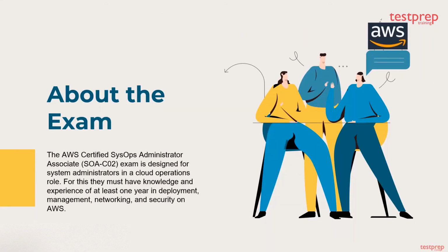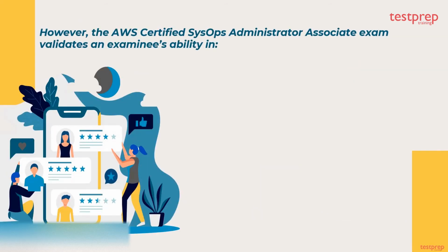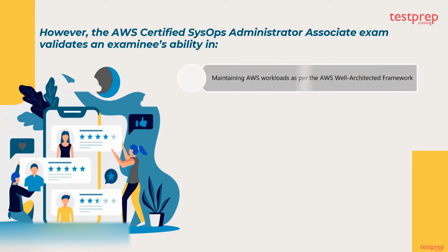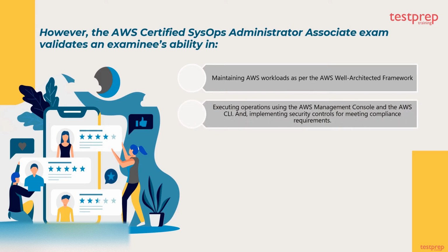AWS Certified SysOps Administrator Associate exam is designed for system administrators in a cloud operations role. For this they must have knowledge and experience of at least 1 year in deployment, management, networking, and security on AWS. However, the exam validates an examinee's ability in: 1. Maintaining AWS workloads, as per the AWS Well-Architected Framework. 2. Executing operations using the AWS Management Console and the AWS CLI, and implementing security controls for meeting compliance requirements.